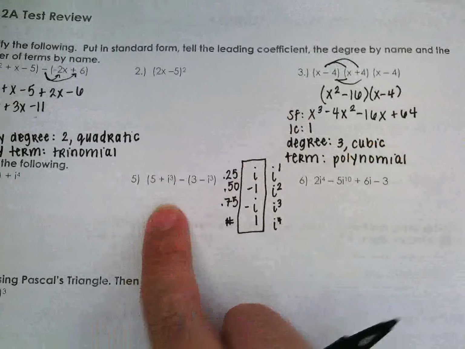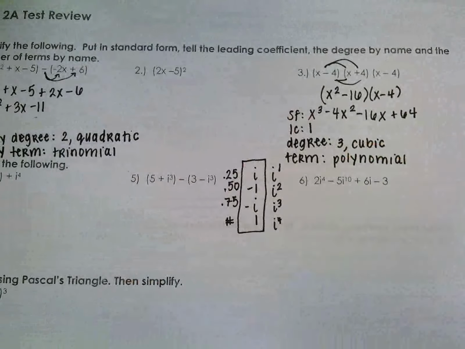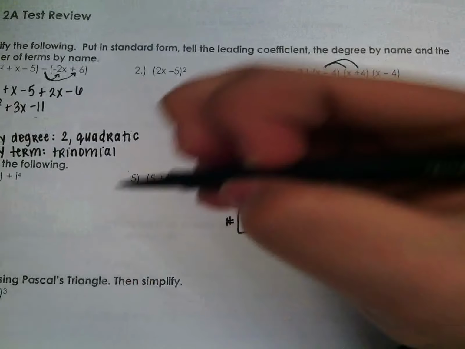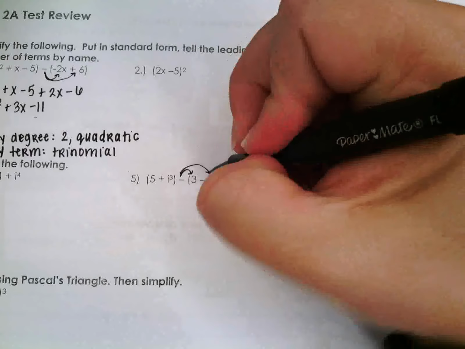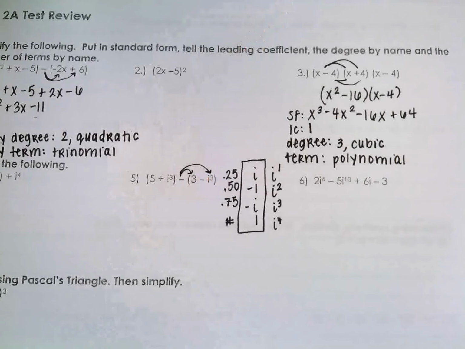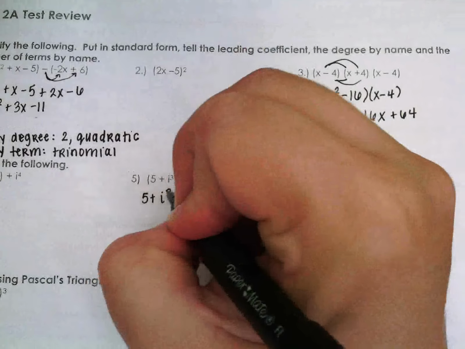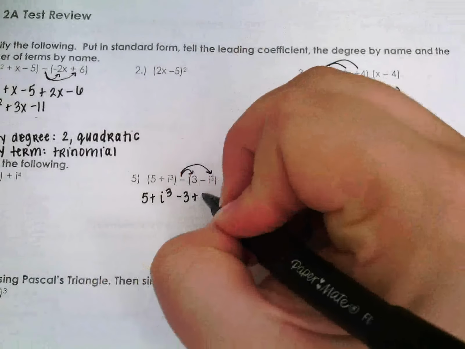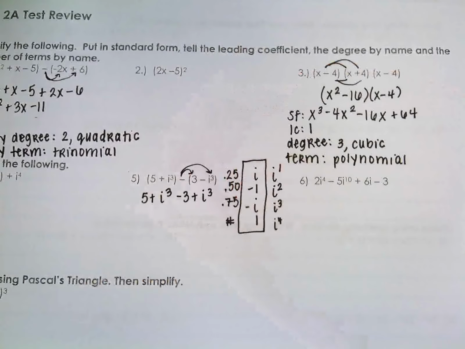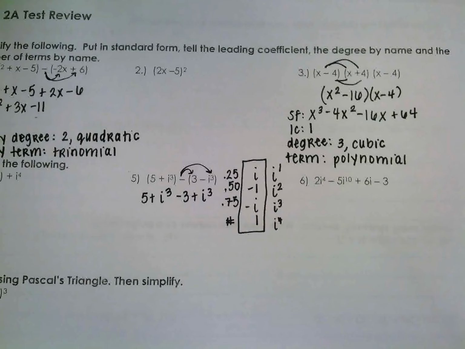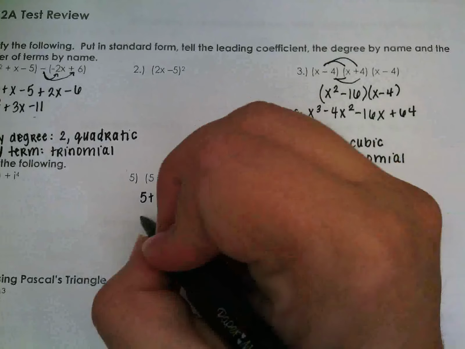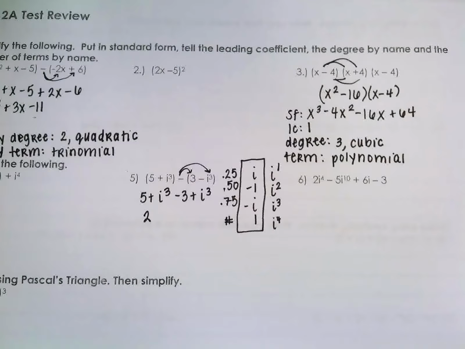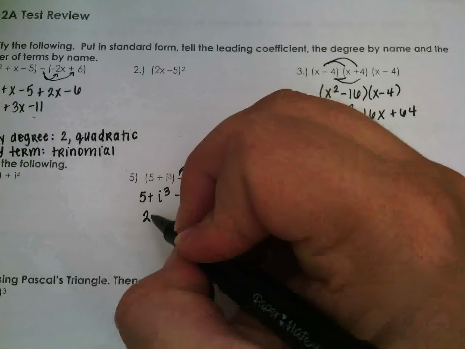So there's more than one way you could go about this. I'm going to go ahead and simplify by distributing this negative first to get rid of the parentheses. So I've got 5 plus i cubed minus 3 plus i cubed. Alright, and now I'm going to go ahead and add like terms. So I've got 5 minus 3, which is 2, and I have 1i cubed plus 1i cubed, which is 2i cubed.